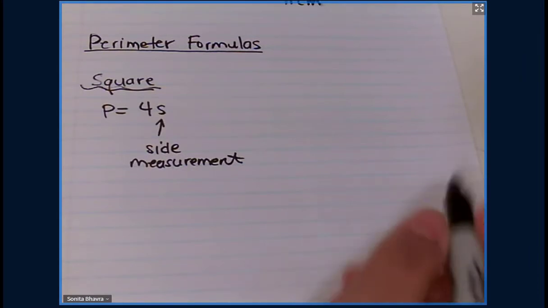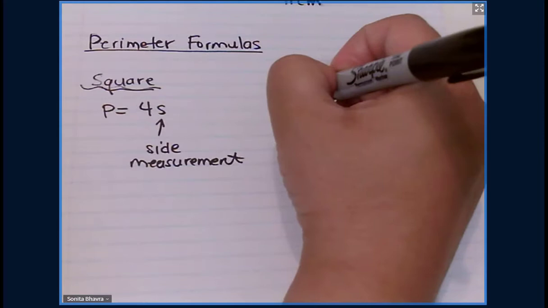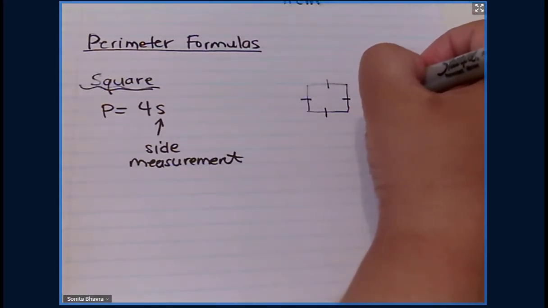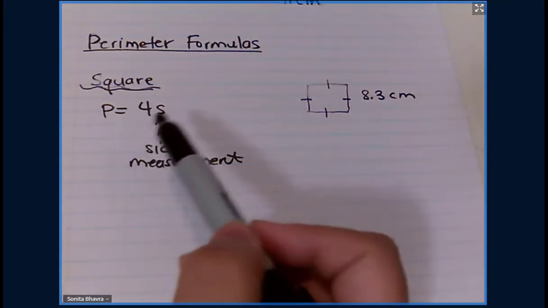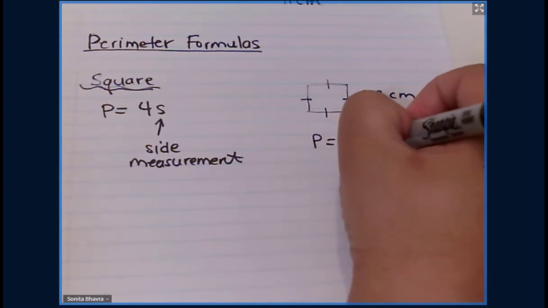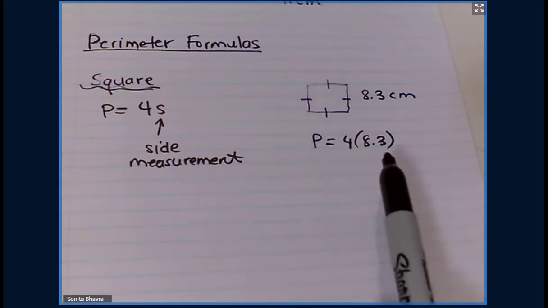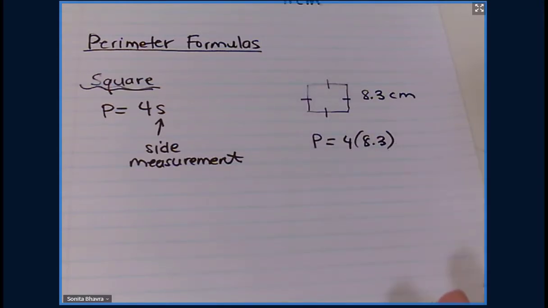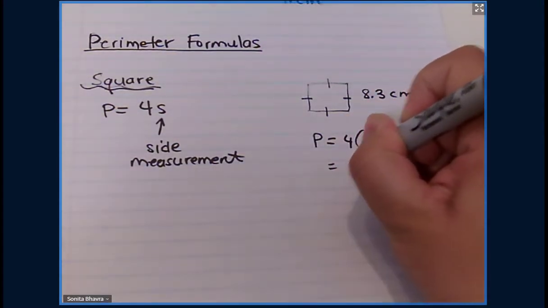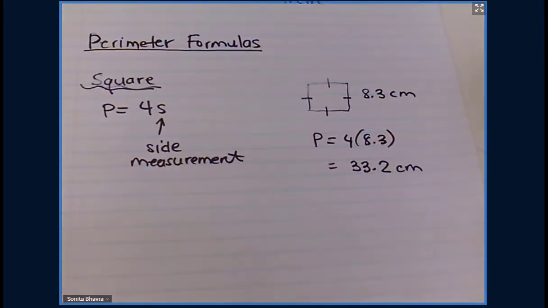All right, so for example, we have a square here, and we know a square has all four sides the exact same. If we are given 8.3 centimeters, you can just use your formula, which is P equals 4 times 8.3. Instead of adding 8.3 plus 8.3 plus 8.3 plus 8.3, the formula is 4 times the measurement of the side. That gives us 33.2 centimeters for the perimeter of that square.